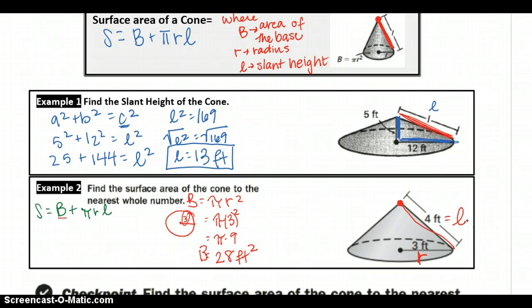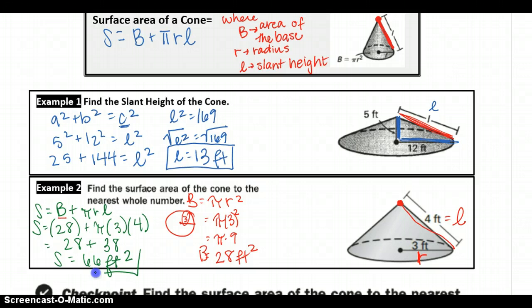So we just need to plug all this into our formula. So we will get S is equal to 28 for the area of our base plus pi times 3 for r times 4 for L. So if we multiply pi times 3 times 4 and use 3.14 for pi, we will get approximately 38 if we round to a whole number, plus 28. We add these together and we get a surface area of 66, and our units are feet squared.